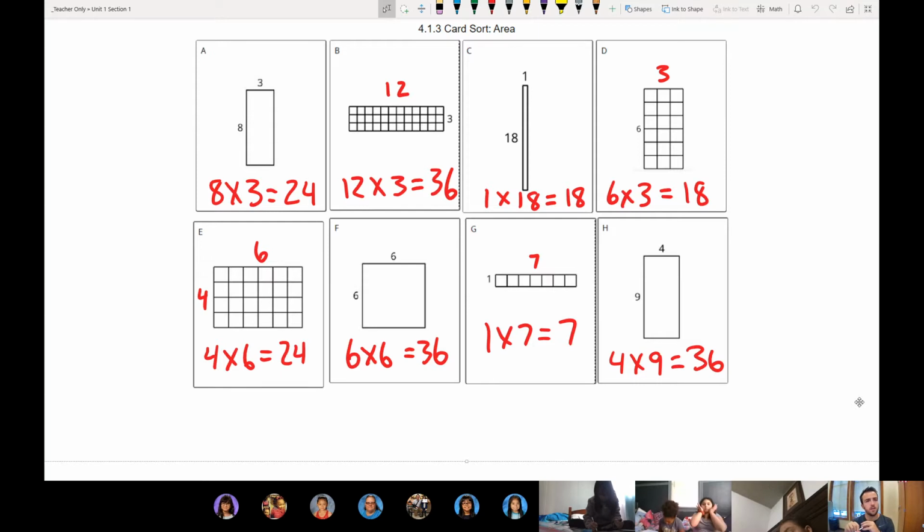Okay, now the second part of this activity was to group them together. So who can tell me the groups based on the area? Which ones go together? Camila? Which ones are the same? Yep, which ones are matches? Oh, 36, 24. Okay, so 36, 24 has a match. 18, 18, and then 7's all alone. Camila, which ones have 36 for an area? Which letters? A. I mean, no, not A. B.